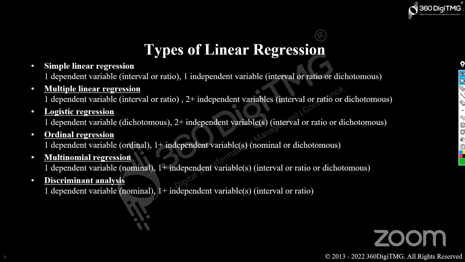There are some types of linear regression. One is simple linear regression. When we talk about simple linear regression, we have one dependent variable, interval or ratio. You people are aware of what is interval and what is ratio. And you have one independent variable that may be interval or ratio or dichotomy. Dichotomy means different.